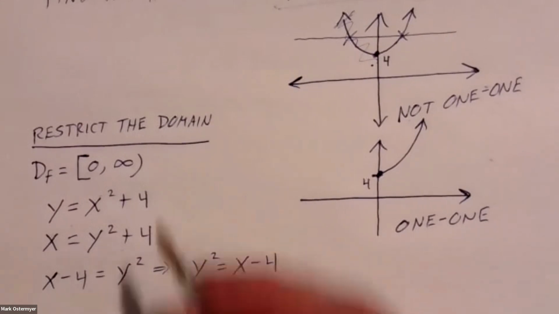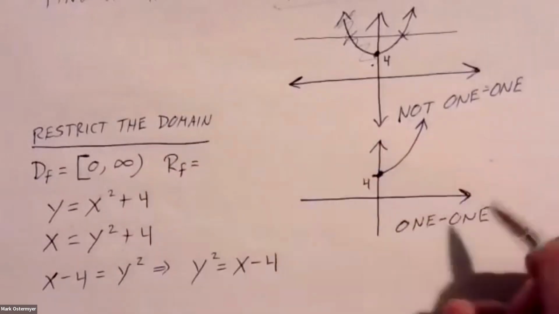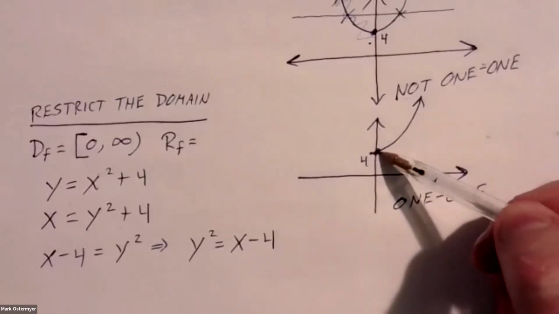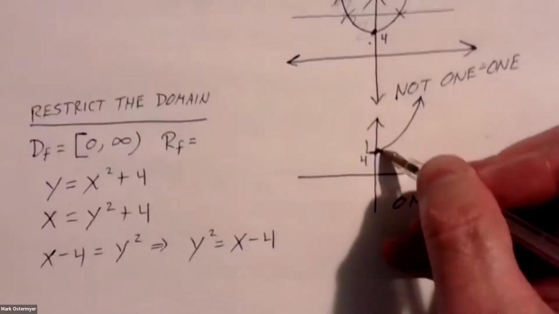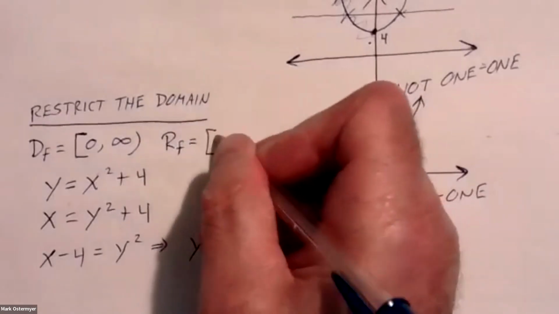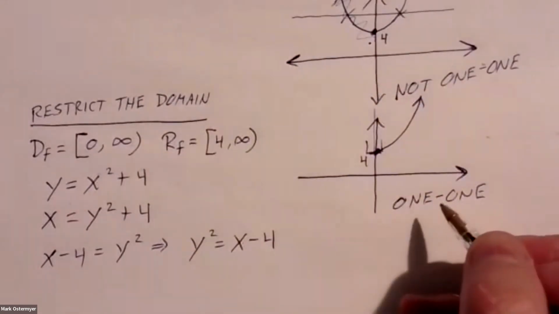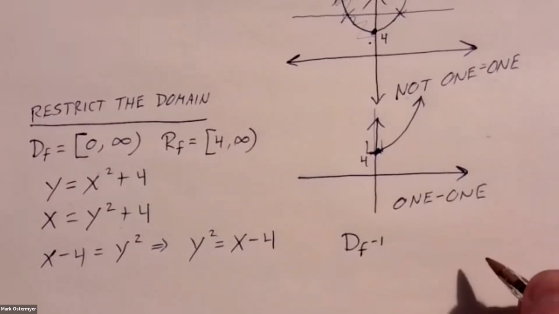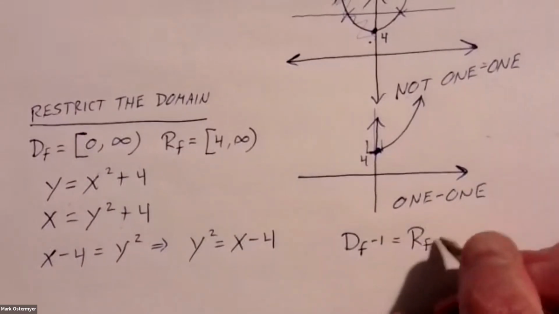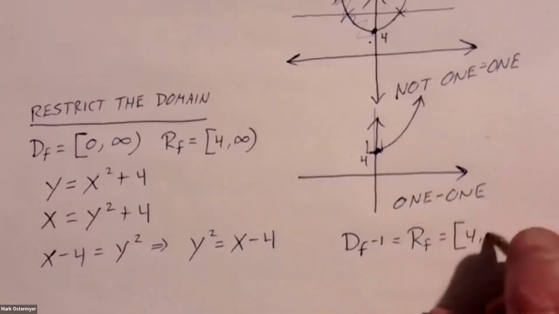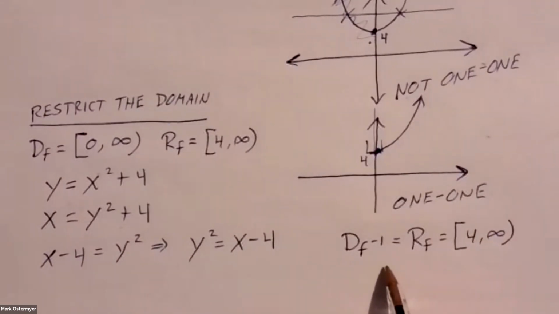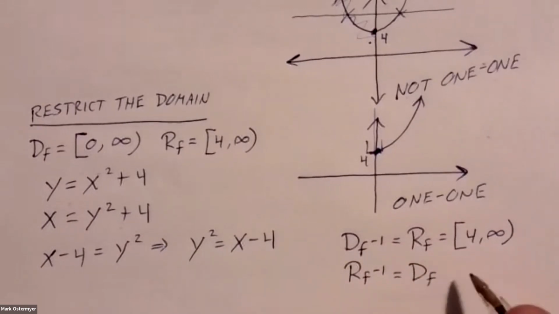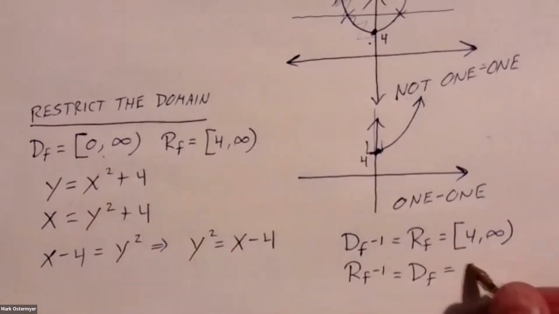Oh, wait a minute. What's the range of my original function? The range of the original function, where the domain has been restricted, is from 4 to infinity. That's the range, correct? The range being y coordinates. So what must be the domain of my inverse function? The domain of my inverse function must be equal to the range of the original function. So this must be the domain of my inverse function. And what must be the range of my inverse function? Well, that must be equal to the domain of the original function, whose domain is this guy right here.